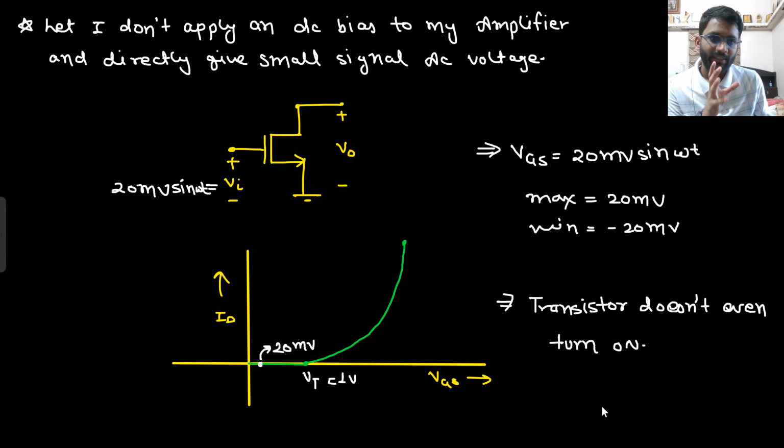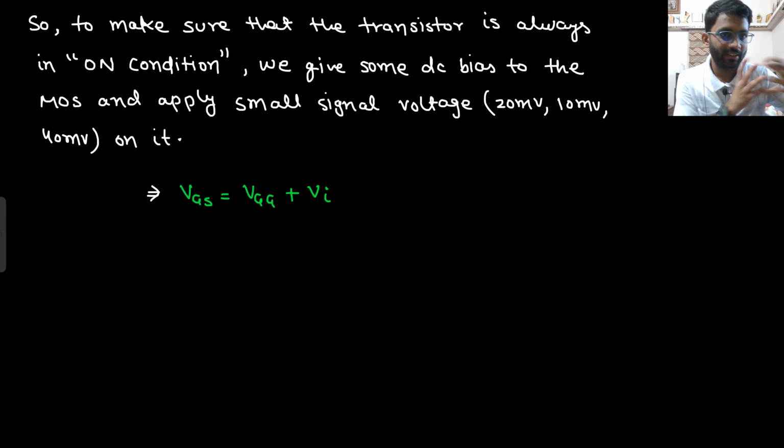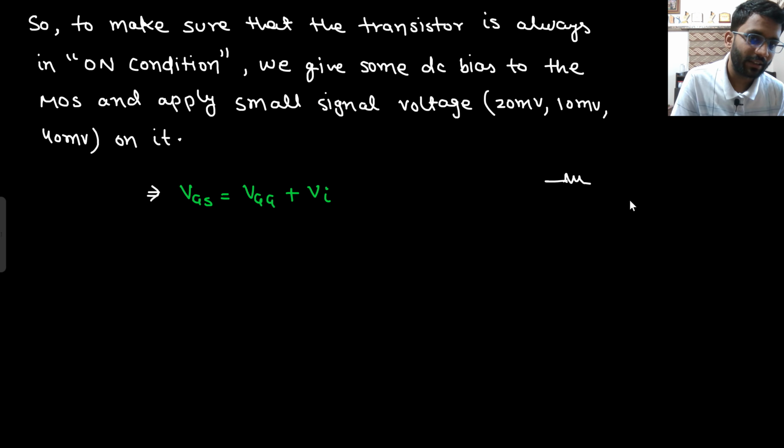Yeah, so I was saying that the transistor doesn't even turn on. So to turn on the transistor, we have to give that DC bias, and then on that we can superimpose or apply the small signal. Are you getting this point? We did the same thing in the diode circuit as well. What did we do in the diode circuit?